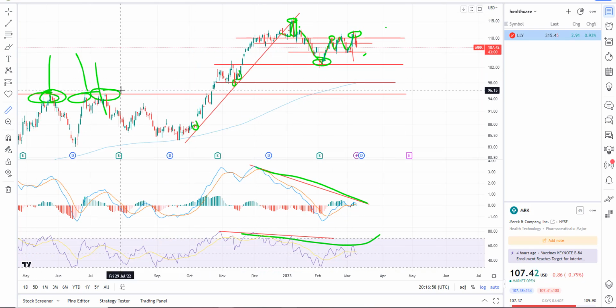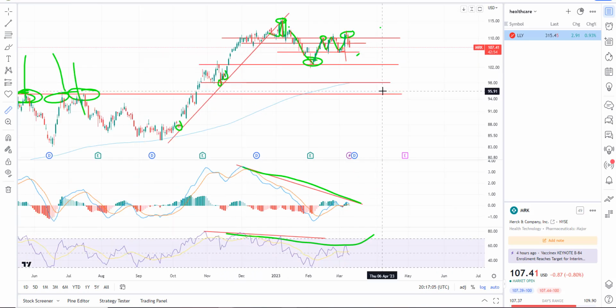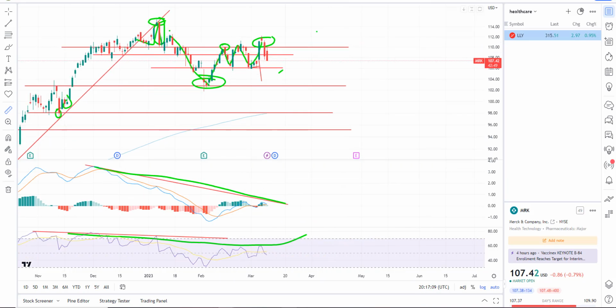So at the end of the day, my target still remains 95. All right, there it is. That's former decent resistance. I think that'll be good support, and that would be my longer-term target. So looking good so far.